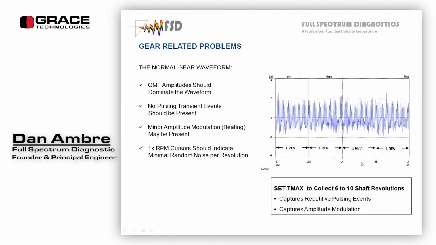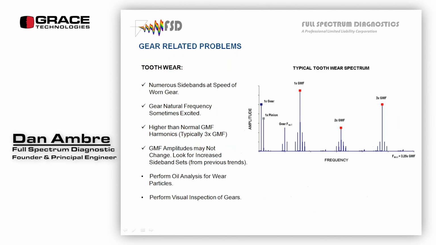I have 1, 2, 3, 4 revolutions of the shaft. So I defied my own rule by not getting enough data. I want 6 seconds, not 4 seconds minimum.